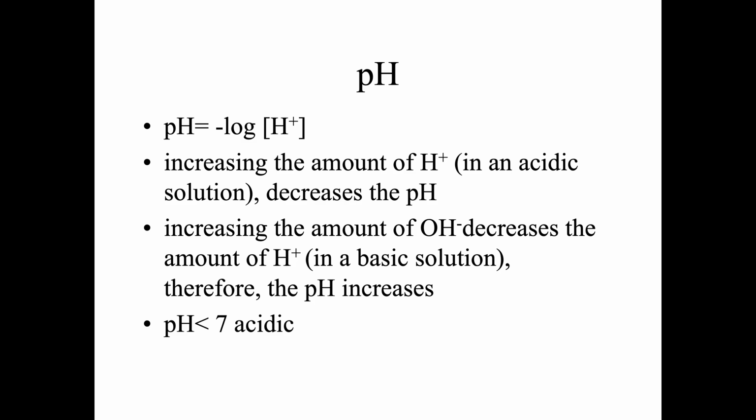So we have bases have higher pHs. Okay, 7 is neutral, and that's because these would be in equal amounts, right? So 7 is neutral. If it's less than 7, it's acidic. Lower, more acidic. If it's greater than 7, it's basic, or alkaline, higher, more basic. So pH 8 is basic, pH 9 is more basic.